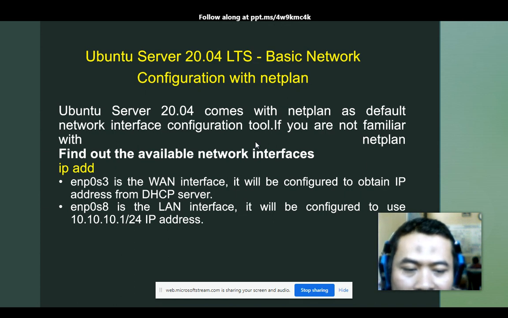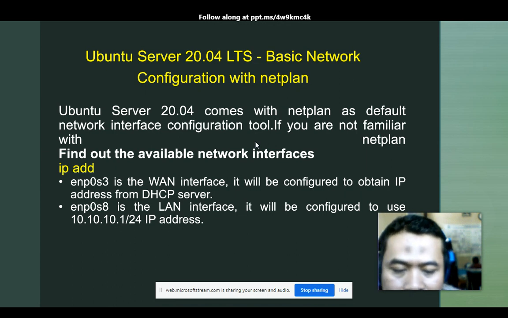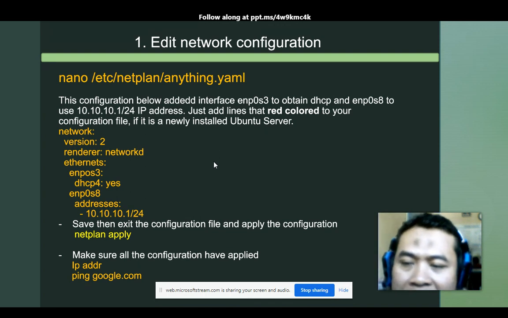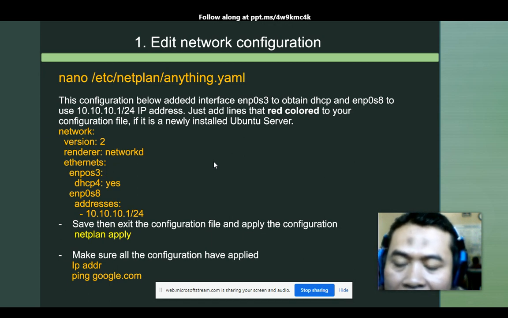It will be configured to use the 10.10.10.1/24 IP address. Edit the networking configuration. Please type in the terminal: nano /etc/netplan/00-installer-config.yaml. This configuration will edit the first interface to obtain DHCP, and the other interface to use the IP address 10.10.10.1/24.